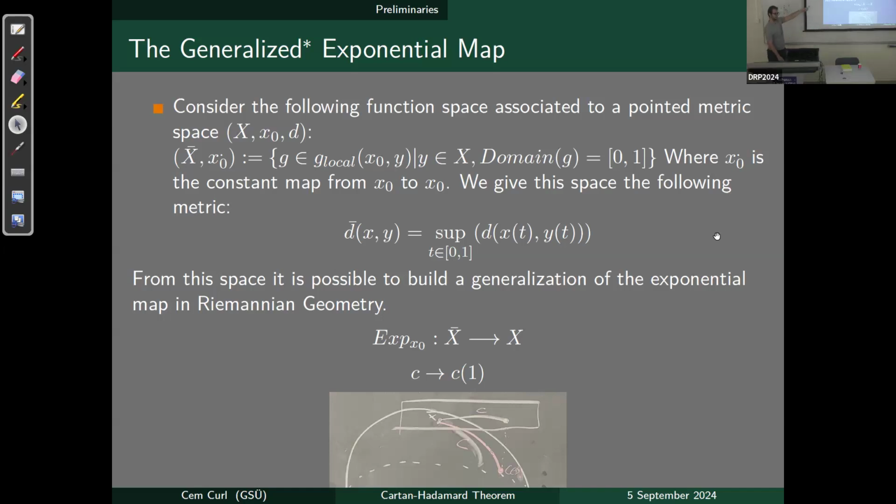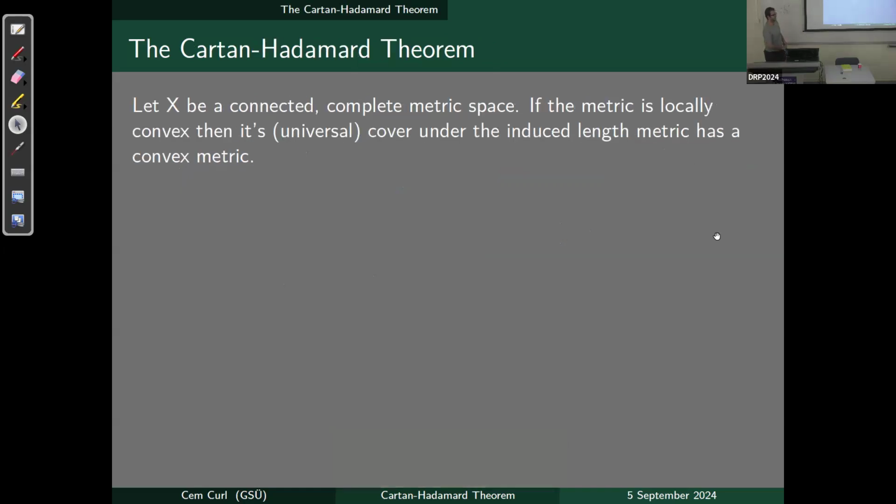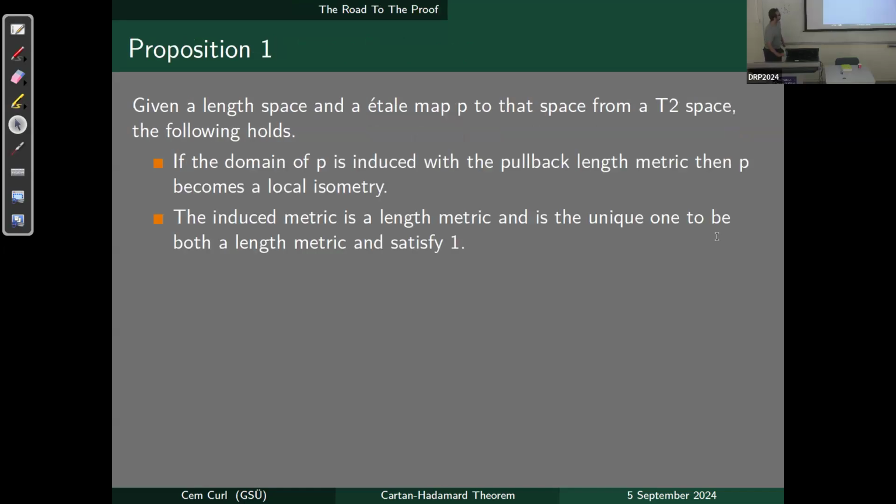In fact, the road map I'm about to follow for Cartan-Hadamard is very much analogous to the Riemannian geometry case. Anyways, let X be a connected complete metric space. If the metric is locally convex, then its universal cover under the induced length metric is a convex metric. This is going to be the theorem. Locally convex means there is a neighborhood around every point where the metric is convex.